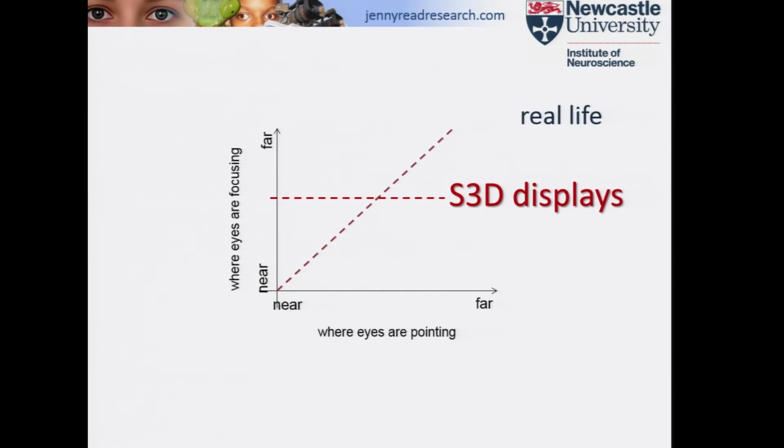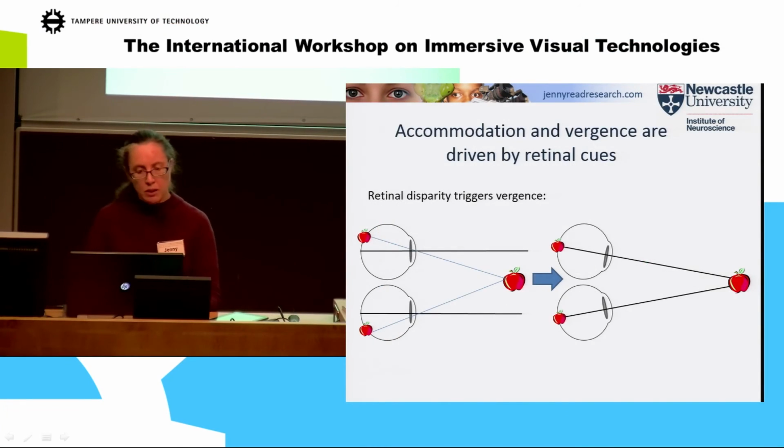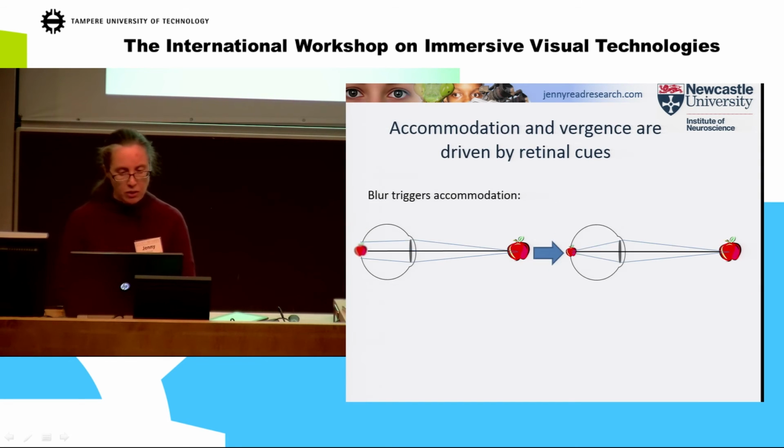And it's known as a vergence and accommodation conflict. And it's a problem for the following reason. Because vergence and accommodation usually go together in natural viewing, we've evolved mechanisms, links between them. So they're neurally linked in the brain. So retinal disparity on its own, of course, triggers vergence, as we've seen, and blur triggers accommodation.